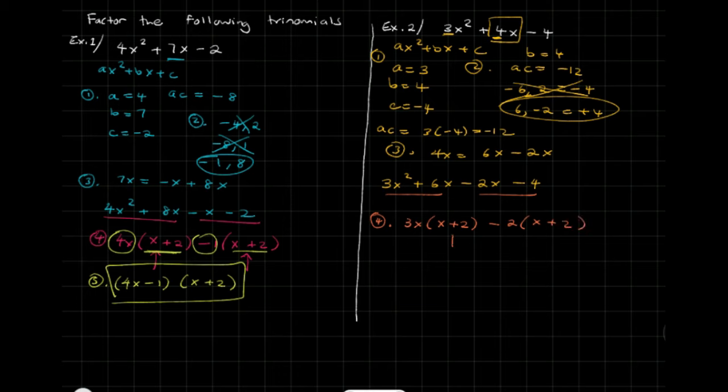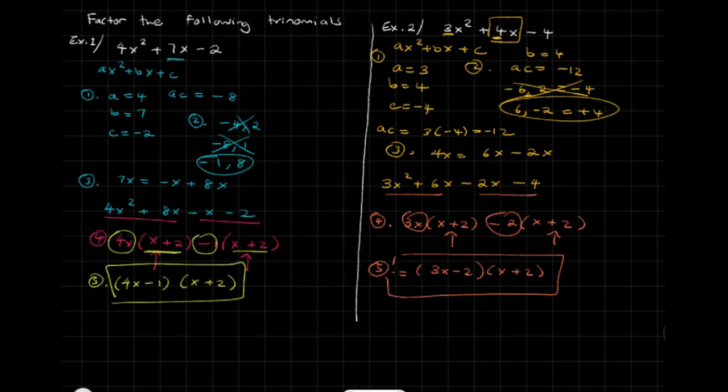And once we have the same two inner factors, we know we're doing it right, we can factor by grouping. So if we factor by grouping, I'm going to write down the inner factor that is common one time, and then I'm going to take these two outer terms and put them together. You get 3x minus 2. And that is the fully factored expression.